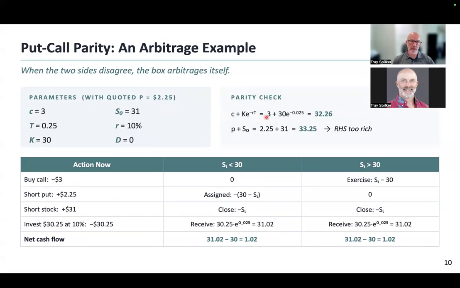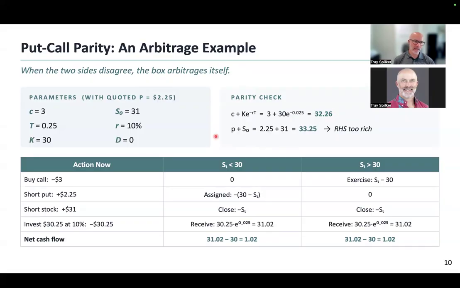We plug in the $3 call premium and we calculate the present value of the strike price. And this gives us a value of $32.26. We evaluate the right-hand side of the equation. The put price of 2.25 plus the share price, well, that's clearly higher than the left-hand side. So the right-hand side is too rich. And so the arbitrage follows. That is, we short the expensive side of it, the right-hand side, and we go long the left-hand side.